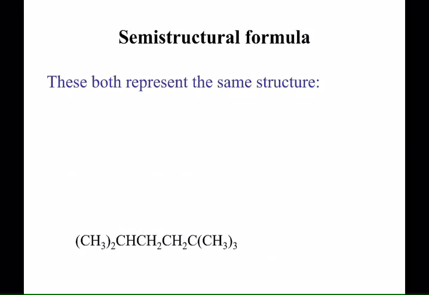Semi-structural formula. Let's see how many carbons we got here. 1, 2, 3, 4, 5, 6. I count 6 carbons for 2 reasons. One is to get a sense for what the structure is. And when you go to name this thing, which we're going to dabble with, you basically take the longest carbon chain, and that's going to be your root name. So it'd be some sort of hexane.